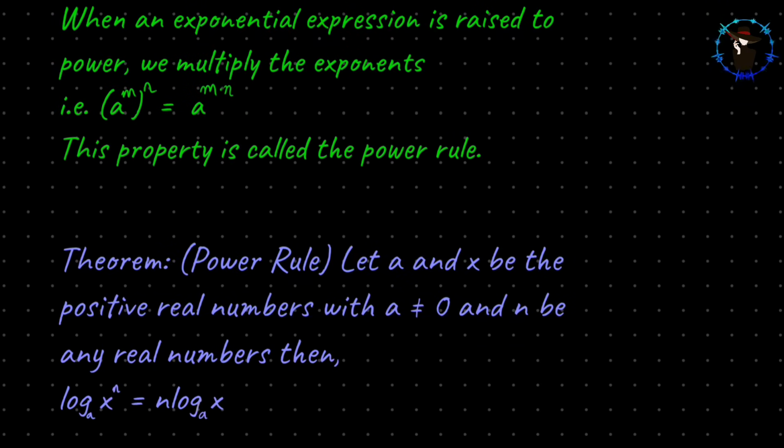Let's see the power rule. Let a and x be positive real numbers with a not equal to 1 and n be any real number. Then log x power n with the base a equals, we need to bring this n here. That is how it is done. n log x with the base a.